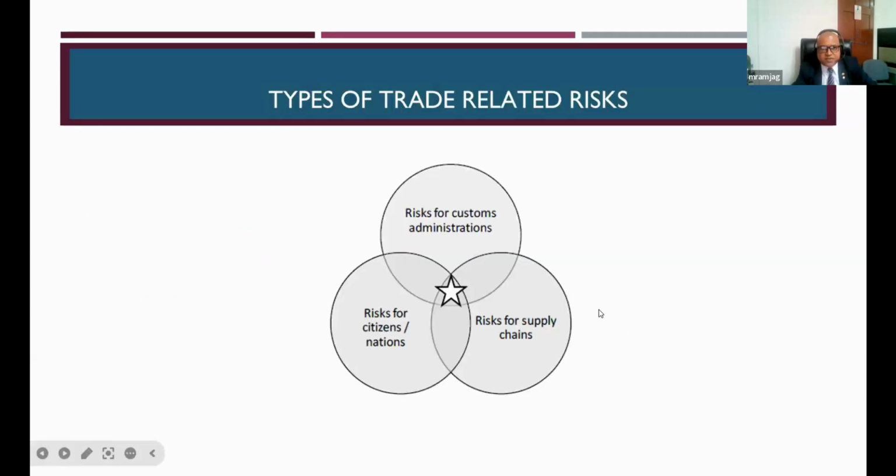This diagram is actually showing the types of trade-related risk. Risk for customs administration, they're all linked together. In some ways, they're related. Risk for citizens, that's the nations, and risk for the supply chain.